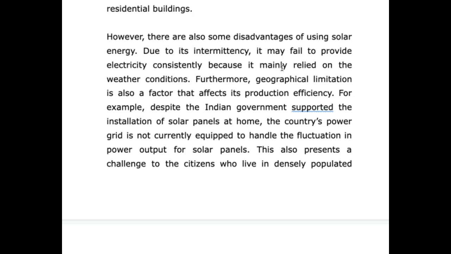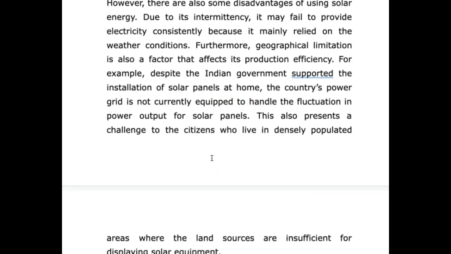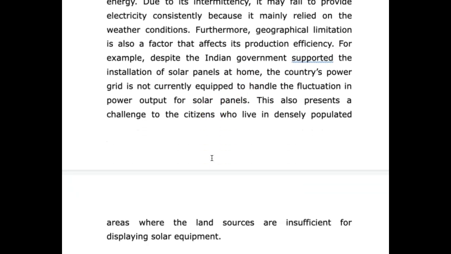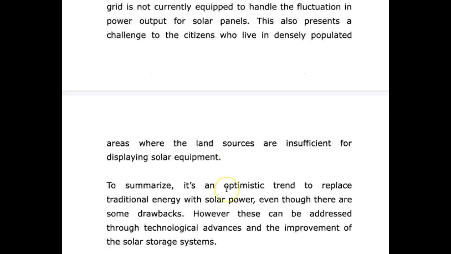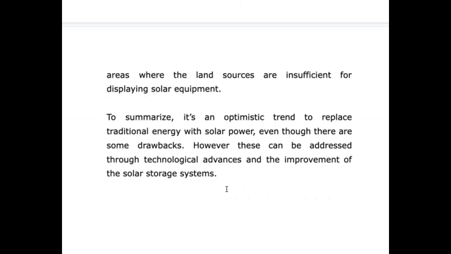Okay, I would have gone for plural there. For example, despite the Indian government supporting the installation of solar panels at home, the country's power grid is not currently equipped to handle the fluctuation in power output for solar panels. This also represents a challenge to the citizens who live in densely populated areas where the land sources are insufficient for displaying solar equipment. Beautiful.